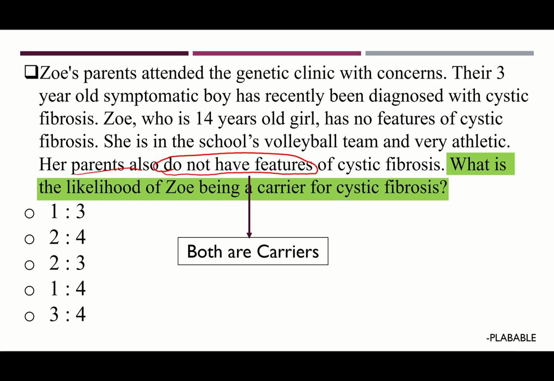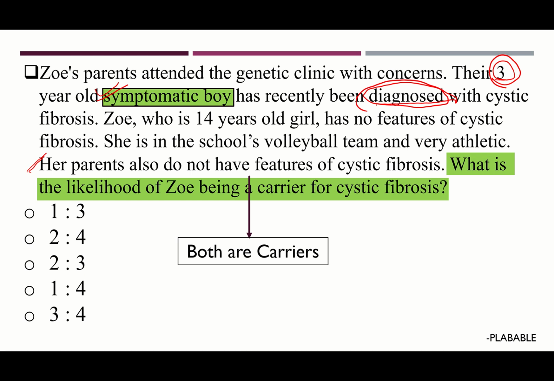But since some beginners, or even at a later stage some people, still find it difficult, in that case you just read the stem from the very beginning. If we start reading the question from the very beginning, you will see Zoe's parents attended the genetic clinic with concern. Their 3-year-old symptomatic boy, okay, a 3-year-old. So these parents that we were talking about at the last of the question already have a 3-year-old symptomatic boy who has recently been diagnosed. So they have a diagnosed kid with cystic fibrosis.